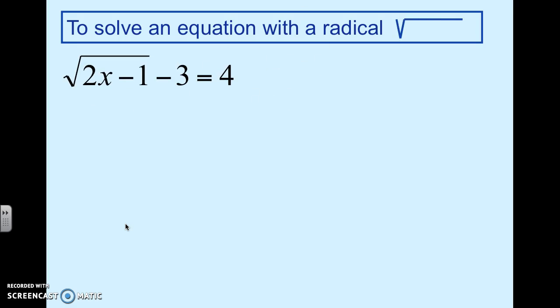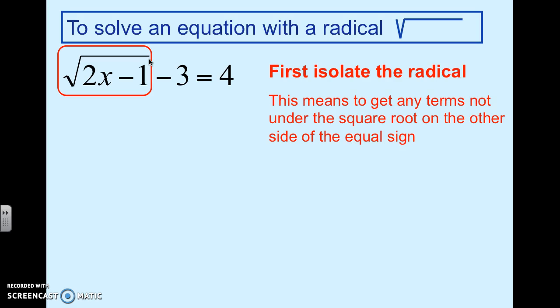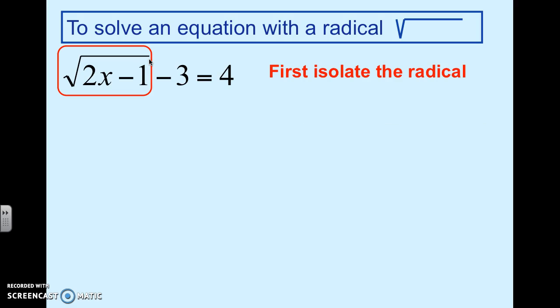So here's an example. This will be the more involved of the questions I'd put on the quiz, because there's several things going on here. I'm going to get to them right now. First, you want to isolate the radical. What that means, you need to get this whole part alone and get the 3 out of there. So we're going to add 3 to both sides. That cancels. And now your new equation is the square root of 2x minus 1 equals 7. Now we're down to just the square root, or the radical as we call it.